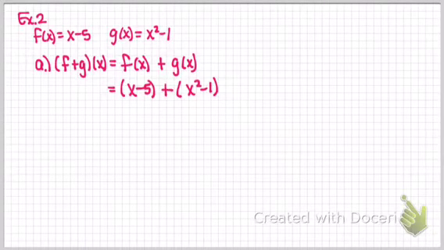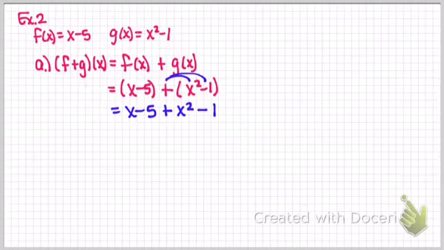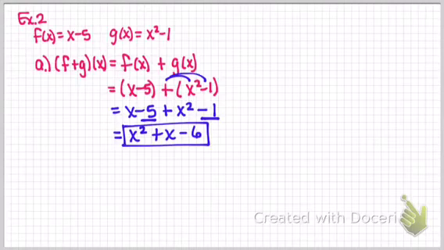So how can we add those two together? Well, first let's distribute the sign in the middle here. So we get x minus 5 plus x squared plus a negative 1, so minus 1. And then we're going to combine like terms and write our variables in descending order of the exponents. I see that these two are like terms, so I'm going to combine them. I have a positive x squared, a positive x, and then negative 5 minus 1 is negative 6. So this is f plus g of x. And then B tells us to find the domain of this.